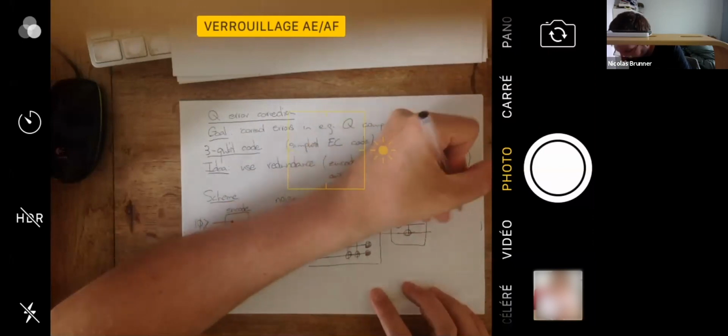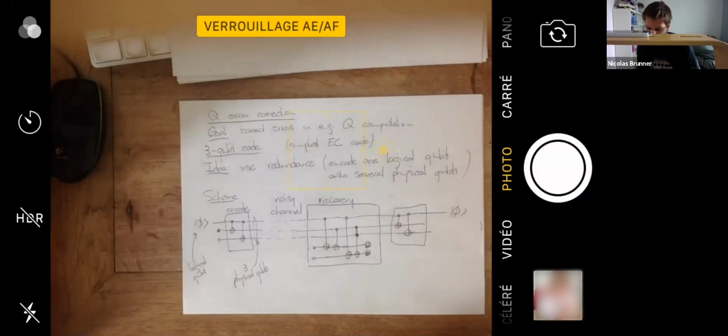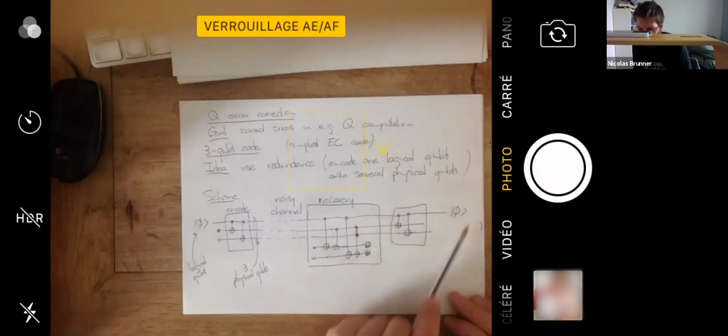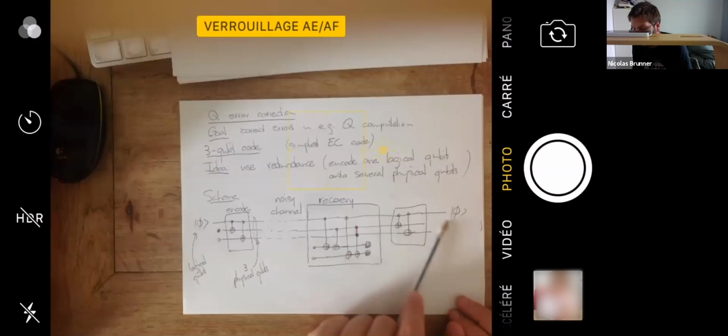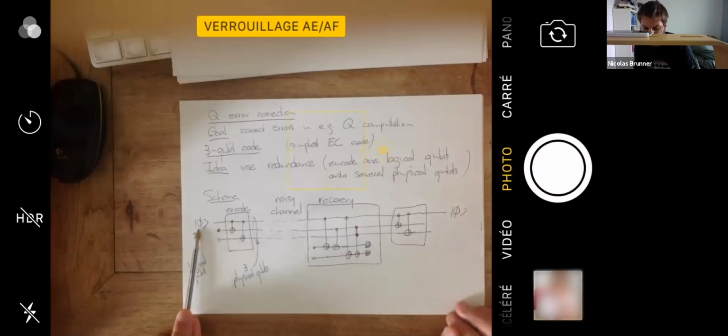And then what I claim is that in the end, ideally, I would like to have my output state here. In general, we will not have it perfect, but we will see that we will have something much better, of much higher fidelity with respect to the input state, compared to the case where we would just send this one through a channel.